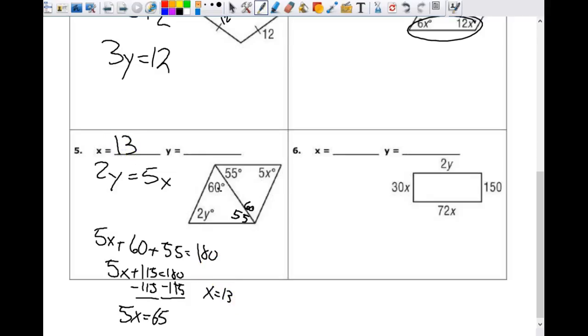Is there a number we can plug in for x now? Yeah, we can plug it in. So we know 12y is equal to 5 times 13. 2y is equal to 65. Y is equal to 32.5.